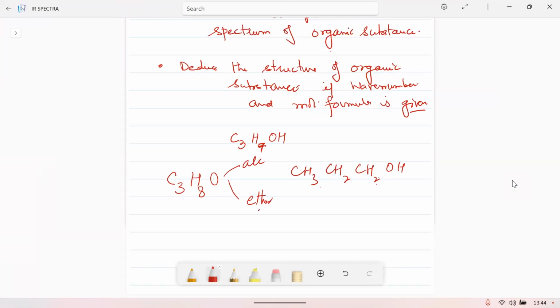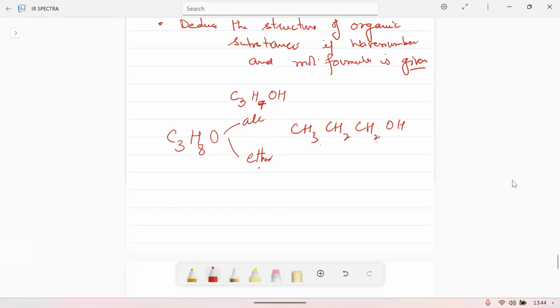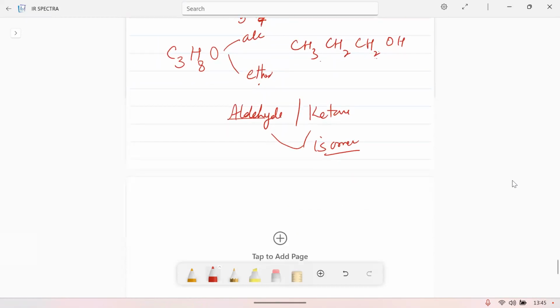So how can you figure out? Or if you are given an aldehyde and a ketone, aldehydes and ketones, both are isomers, but their functional group is different. So how can we figure out? We can use the IR spectra to exactly figure that out, which we will not do at the basic level for aldehydes and ketones, but at a higher level, you can figure it out. So let's try to use them.